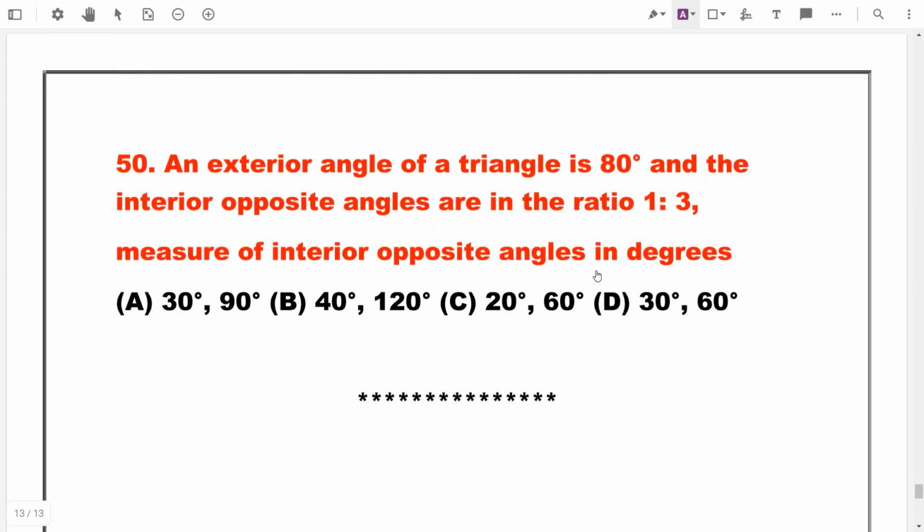An exterior angle of a triangle is 80 degrees and the interior opposite angles are in the ratio 1:3. Measure of interior opposite angles in degrees: 30 degree, 90 degree; 40 degree, 120 degree; 20 degree, 60 degree; 30 degree, 60 degree. Answer C, 20 degree, 60 degree.